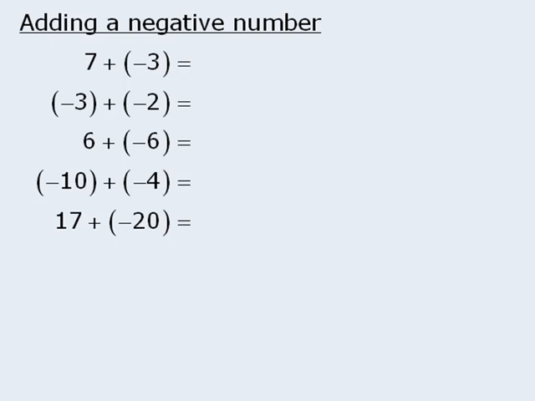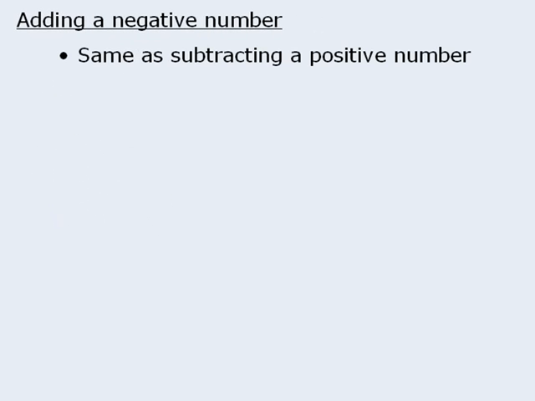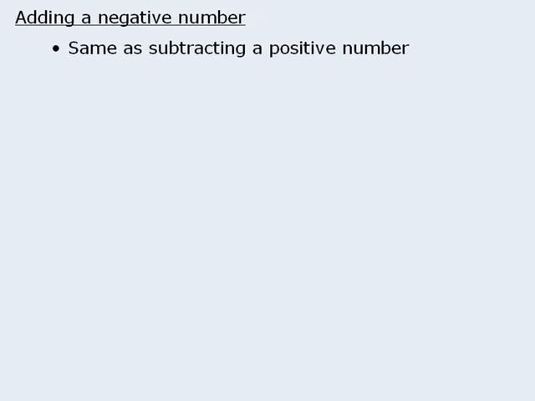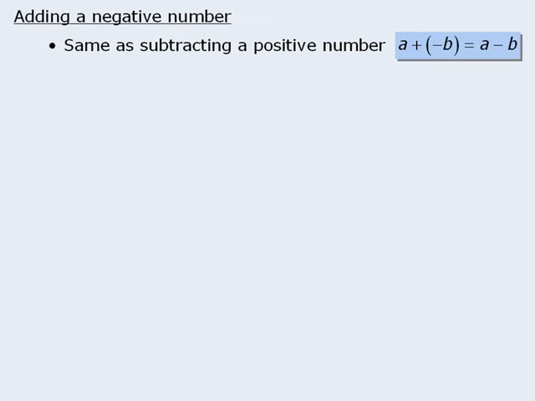Next, we will learn how to add a negative number to another number. Notice that in each of these examples, we are adding a negative number. Now when it comes to adding a negative number to another number, all we need to do is recognize that adding a negative number is the same as subtracting a positive number. In other words, a plus some negative number b is the same as a minus the positive version of b.